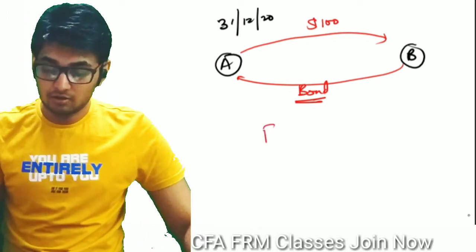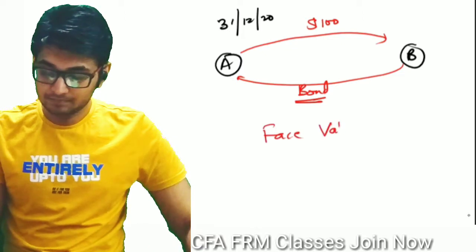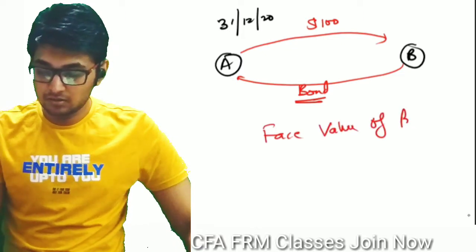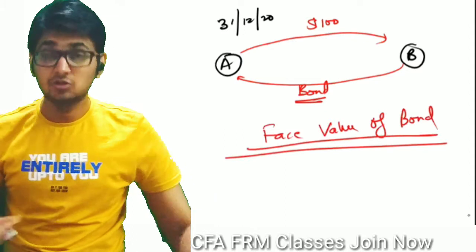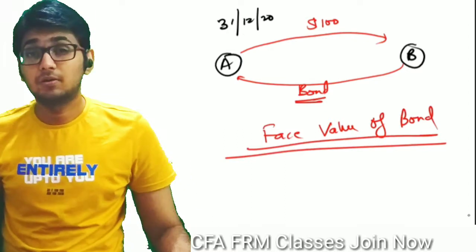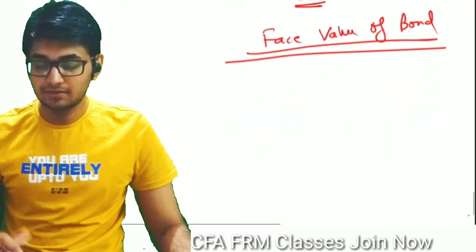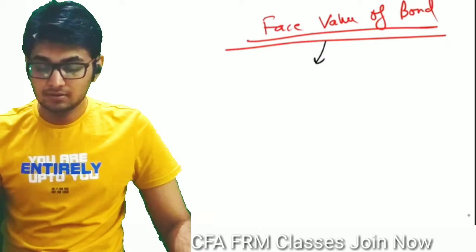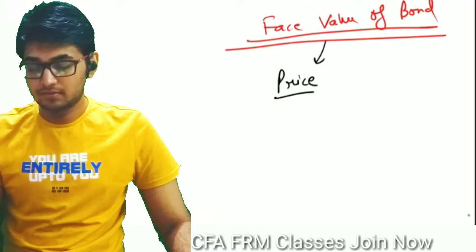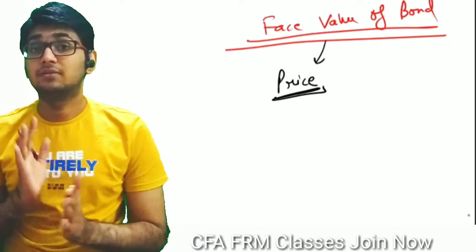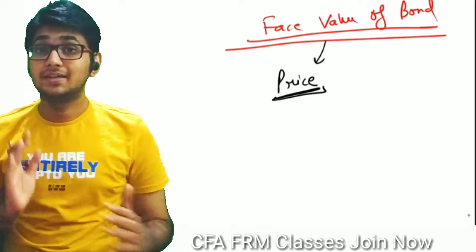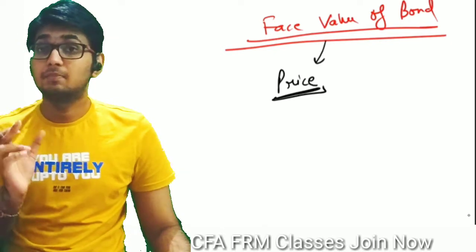And sometimes we call it the face value of the bond. Means you cannot fluctuate the face value of the bond. But yes, what you can fluctuate? You can fluctuate the price of the bond. You cannot fluctuate the face value of the bond, but yes, you can fluctuate the price of the bond.